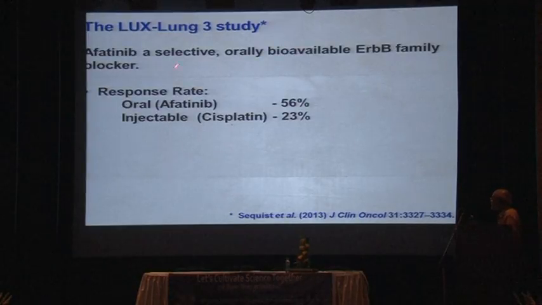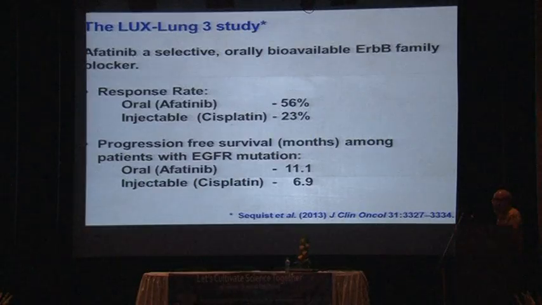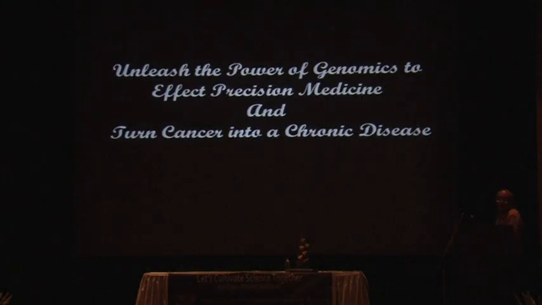Not only if you have EGFR mutations can you use oral chemotherapy and dispense with injectable chemotherapy, but also the oral chemo to such depths that we will be able to precisely get medication for different individuals. So this is what our dream is: unleash the power of genomics to effect precision medicine and turn cancer into a chronic disease. 30 seconds, let me tell you what this means.